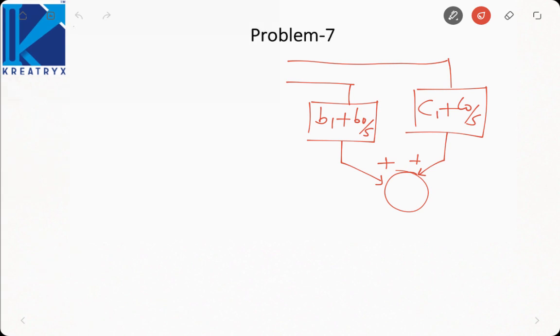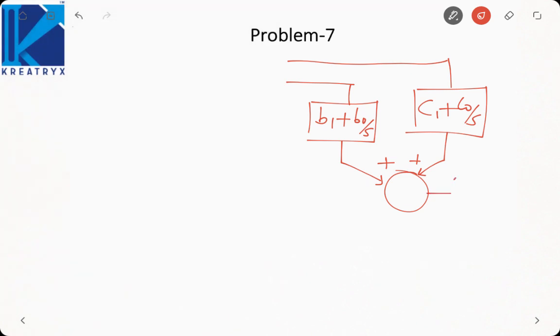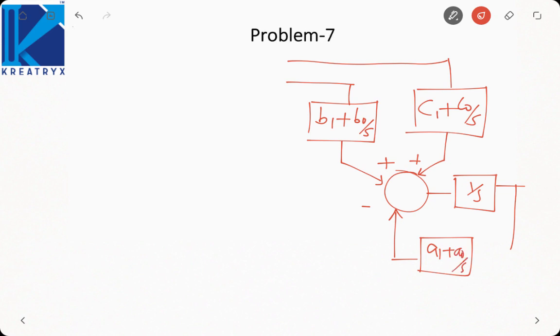Okay. This is getting added here in this summer. Then here if you see, this signal is going from here to here through A1 and from here to again here through A0 by S. So I can combine this part also. The output of this summer goes into 1 by S, but this signal goes here negative A1 plus A0 by S.